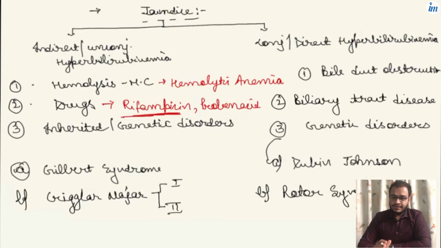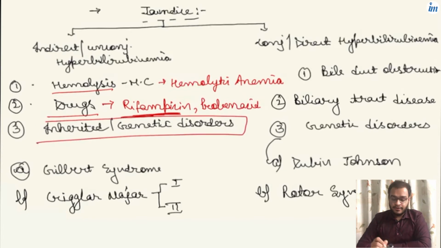Friends, another thing is, if hemolysis is not taking place, and the person is not on drugs, and still the indirect bilirubin level is more than 85% of the total, we need to think of inherited disorders, genetic disorders, which are Gilbert syndrome and Crigler-Najjar type 1 or type 2. I'll tell you about it.